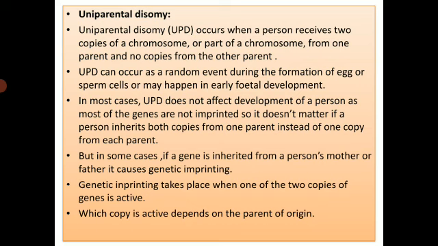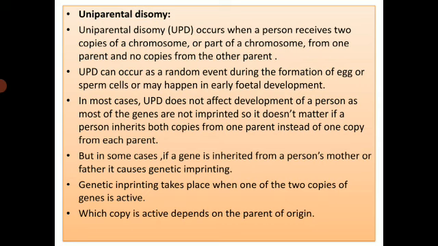Okay, but in some cases, if a gene is inherited from the person's mother or father, it causes genetic imprinting. Genetic imprinting takes place when only one of the two copies of a gene is active. Okay, which copy is active depends on the parent of origin. Some genes are normally active only when they are inherited from the person's father. Others are active only when inherited from the person's mother. And this phenomenon is called genetic imprinting.